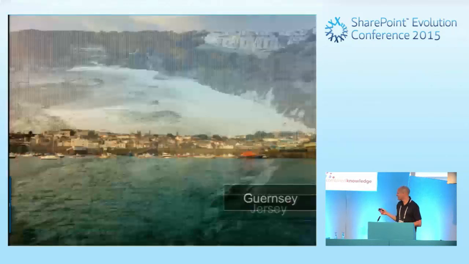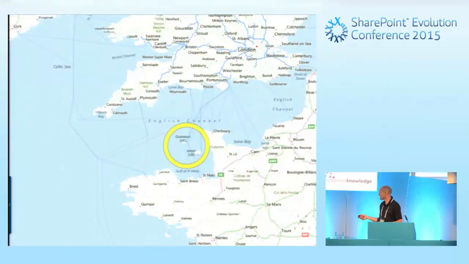So yeah, just a little bit about Jersey, Guernsey. That's actually where they are. Not a lot of people actually know that they are closer to France. They're not part of the UK though, so Bing Maps has got that wrong.